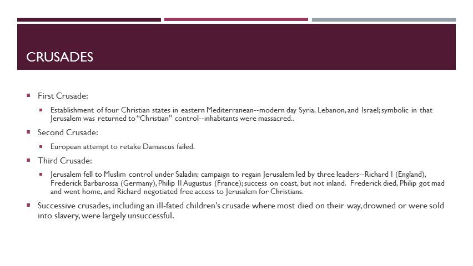In the Third Crusade, Jerusalem had fallen under Muslim control again, and it was a campaign to regain access to Jerusalem led by three of Europe's leaders: Richard I of England, Frederick Barbarossa of Germany, and Philip II Augustus of France. They initially were successful along the coast, but they couldn't make any progress inland. Frederick actually died during this campaign. Philip got mad and went home. And in the end, Richard was able to negotiate free access to Jerusalem for Christians, but wasn't actually able to reconquer the city.